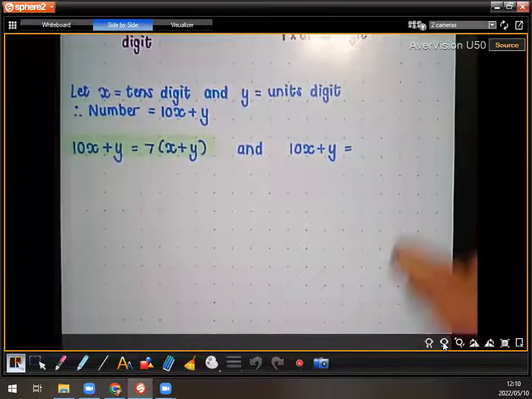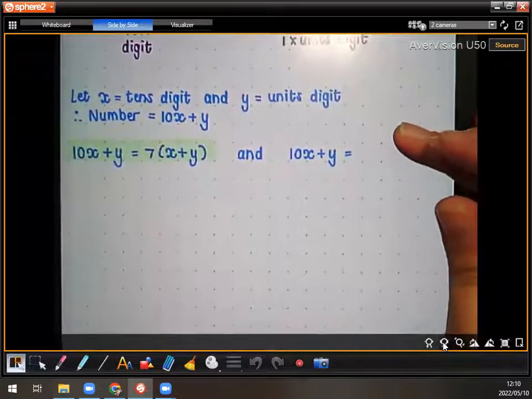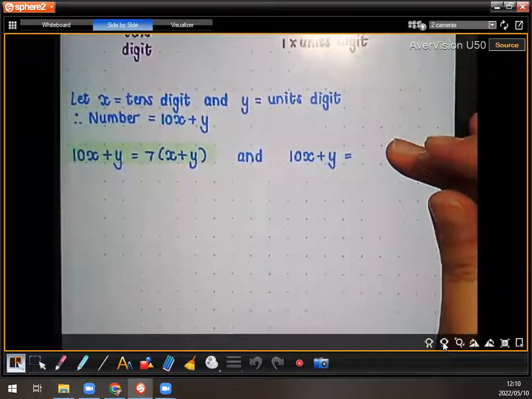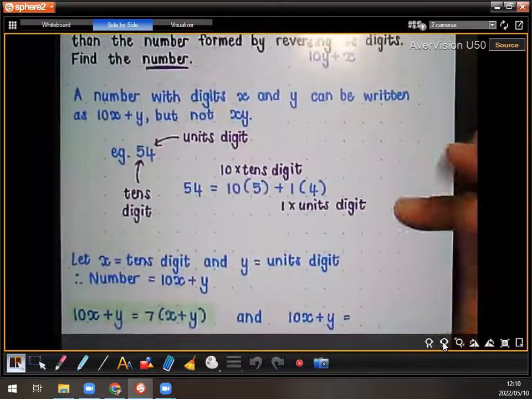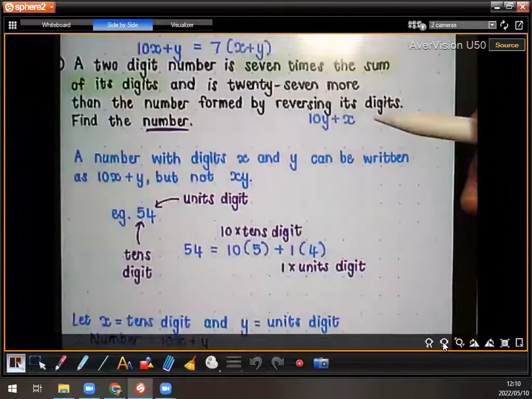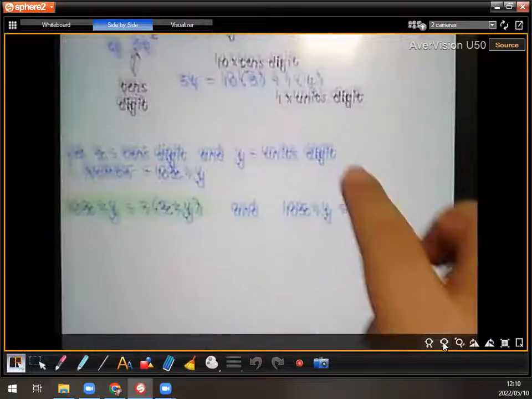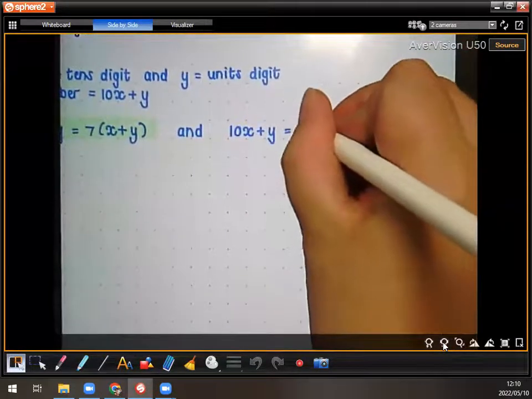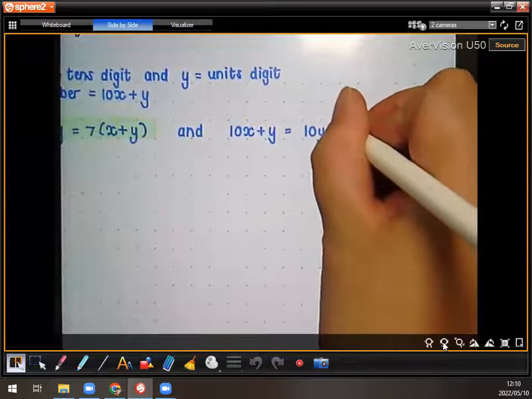Between 10x plus y, so our number, yeah. Right, that we're starting with. So that's the reverse one. Okay, so they're saying this one is 27 more than this one. And then, how do I express the 27 more than that?